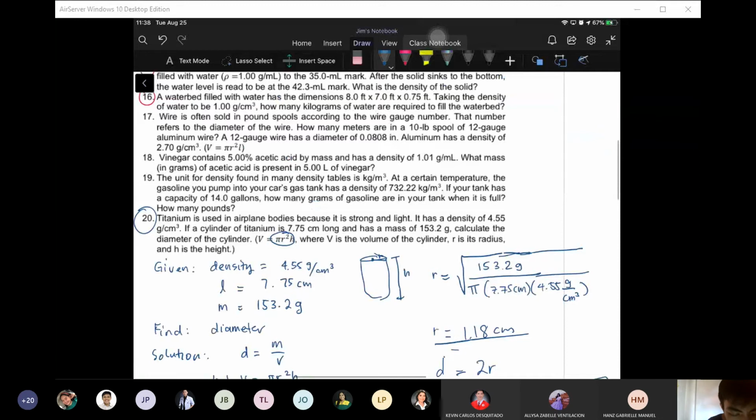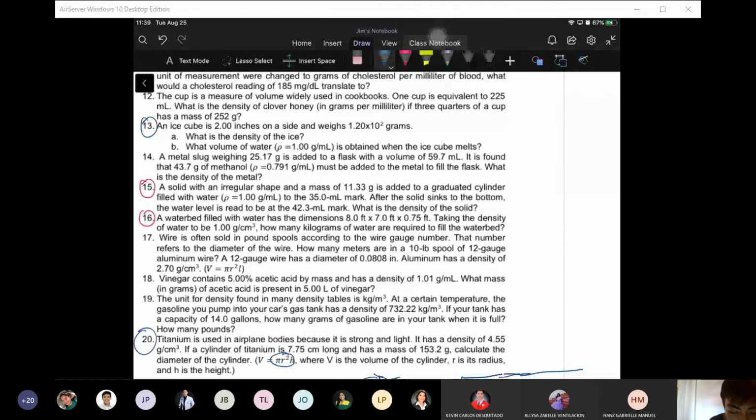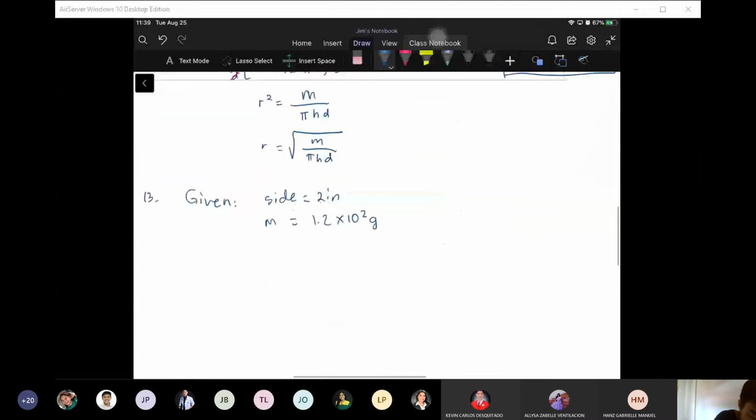Ay, question agad. No? What is the density of ice and what is the volume of water when the ice melts? No? So, dalawa yung pinapahanap sa atin. Find A. Density of ice and density of water. Ay, but density? Volume. Yung volume of water when ice melts.